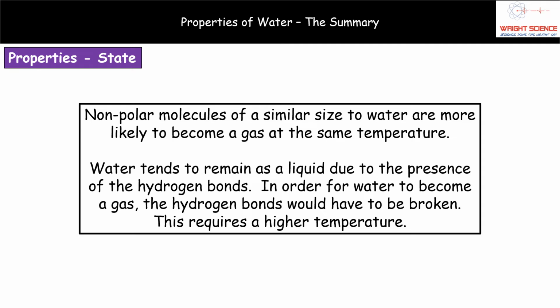The reason our water tends to remain a liquid is due to those hydrogen bonds that are formed between those water molecules. Because in order for that water to become a gas, we'd have to break the hydrogen bonds between all of those molecules of water. Obviously, in order to do that, we need to break a large number of hydrogen bonds, and that would then need a lot of energy, which means we'd need a higher temperature to achieve that. So at room temperature, we don't have enough energy to break those hydrogen bonds. Therefore, water stays as a liquid.